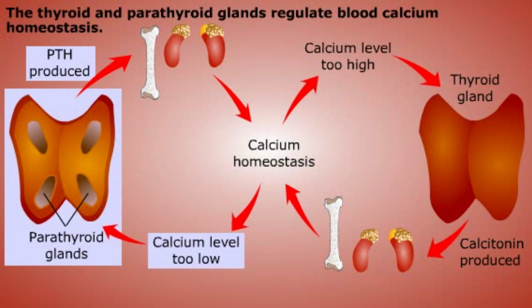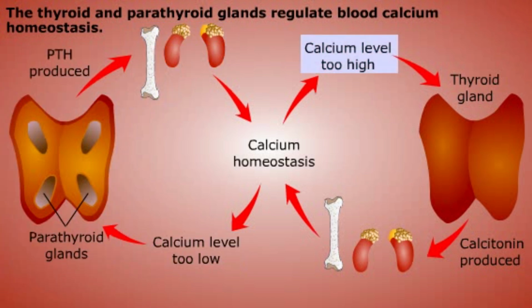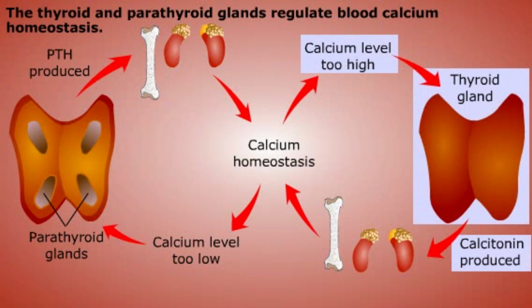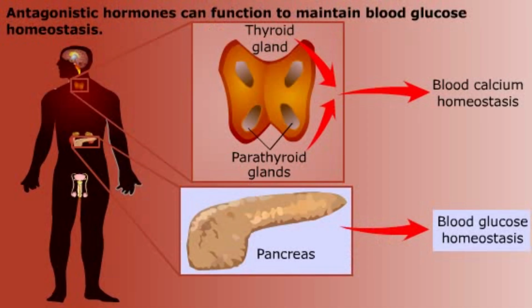This raises the blood calcium level by stimulating the bones to release calcium, and by increasing calcium uptake by the kidneys. When the blood calcium level is too high, the thyroid gland secretes the hormone calcitonin. This lowers the blood calcium level by stimulating calcium to be deposited in bones and by reducing calcium uptake in the kidneys. The regulation of blood calcium levels shows how two hormones work antagonistically to maintain homeostasis.